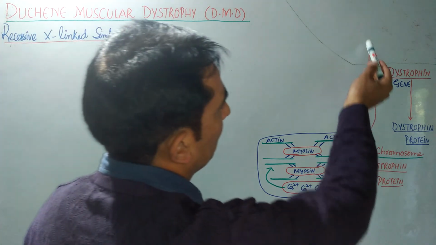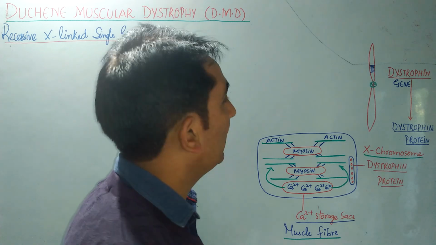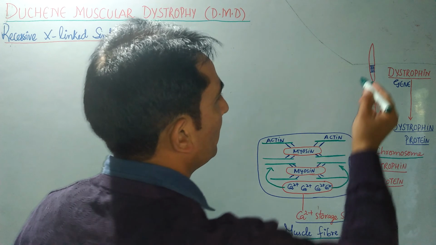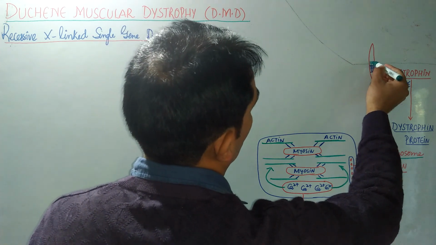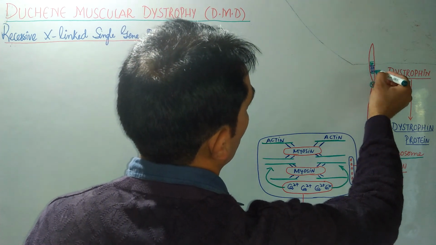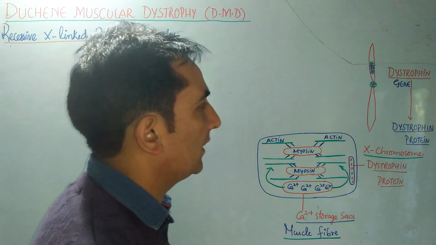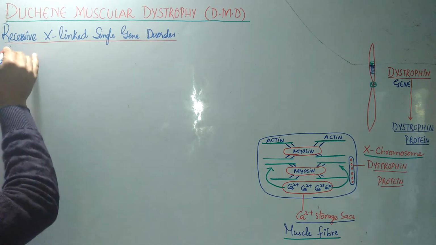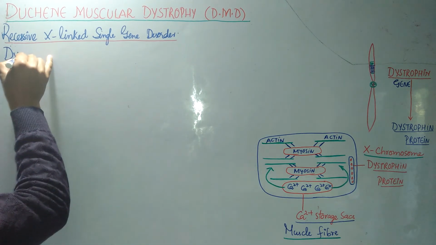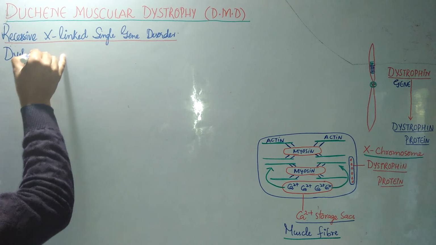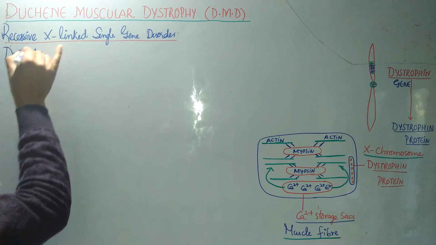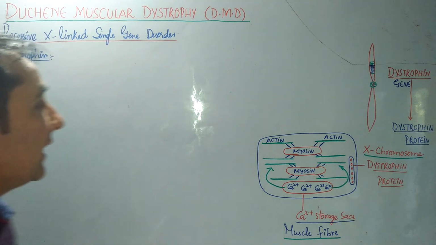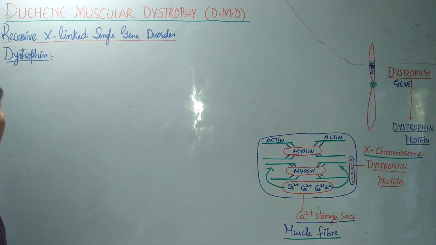Now this is the representation of the X chromosome. Upon the X chromosome there is present a gene which we call the dystrophin gene. So this is the dystrophin gene. About this dystrophin gene, it is one of the longest genes in the human genome. Rather, some geneticists agree that it is the longest gene in the human genome.